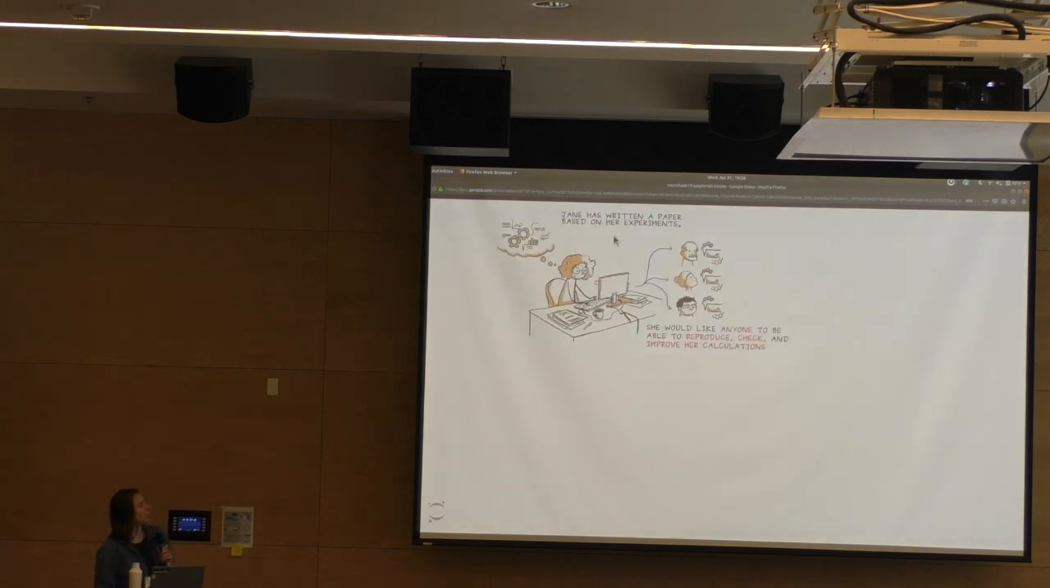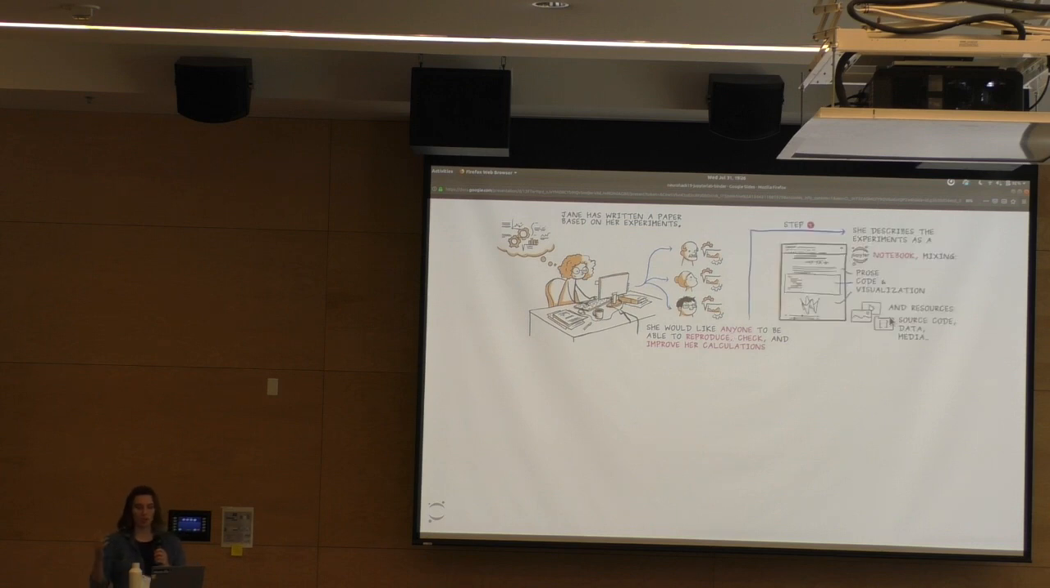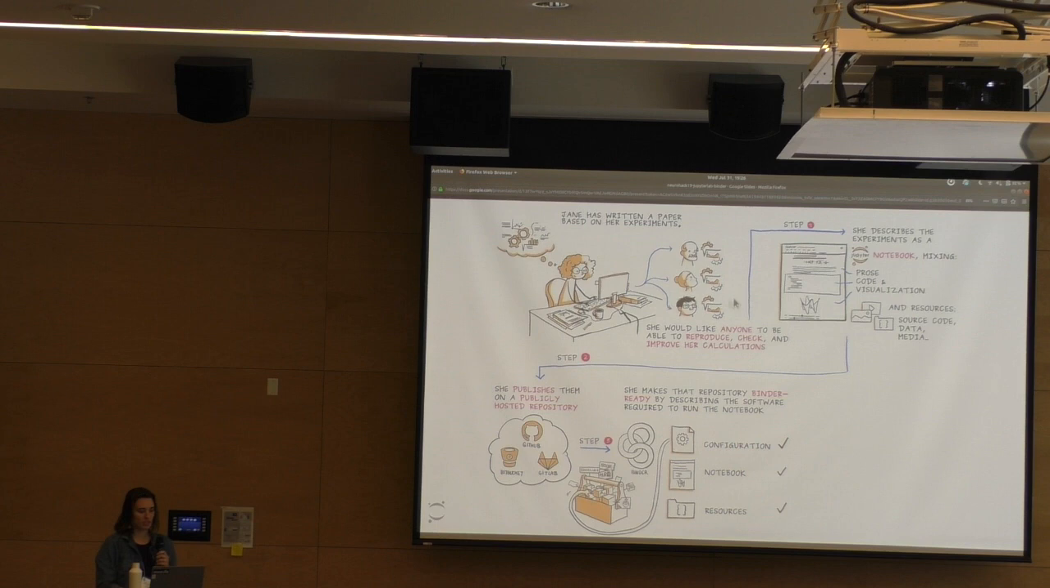If you remember Jane, she's written this paper, she's done science, the small work of doing science. And so what she'd like to do is make it so that anyone can come through, reproduce, and check what she's done. So she's gone through, she's made this Jupyter notebook, maybe she's made it in JupyterLab. It has all the different pieces that she needs and that anyone else would need to come along and run the work, in that it shows the code, it shows the outputs, it shows her thought process.